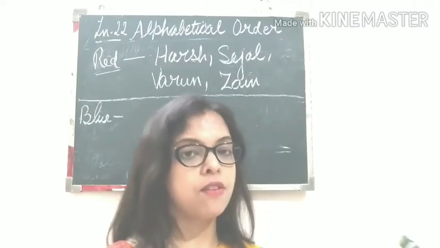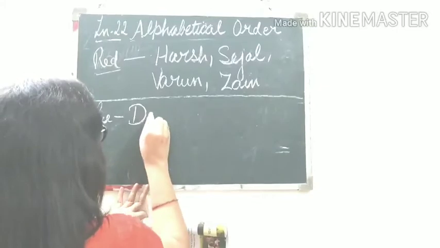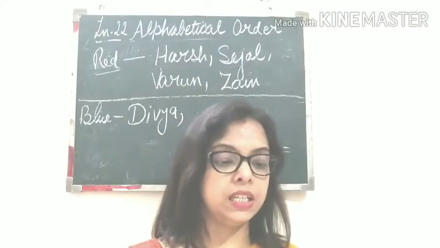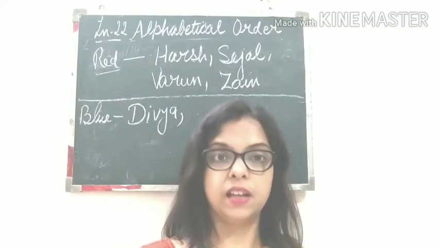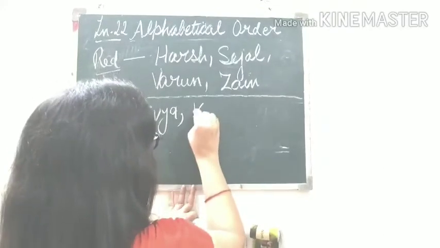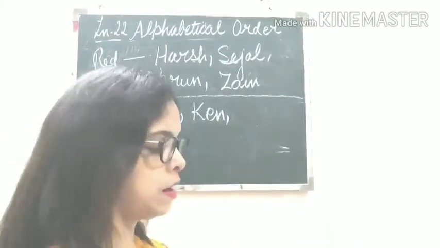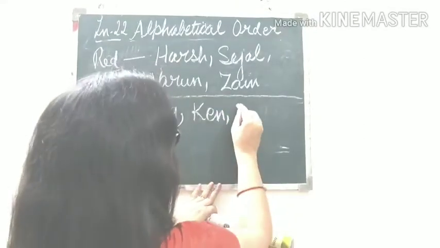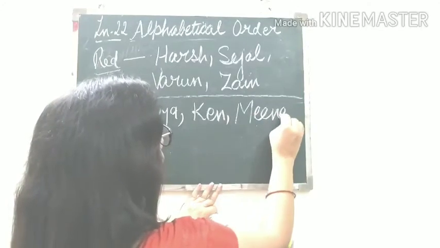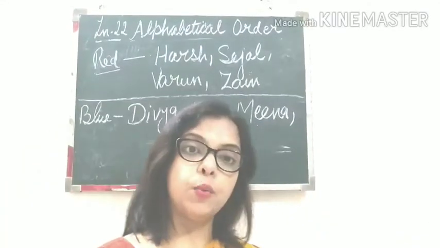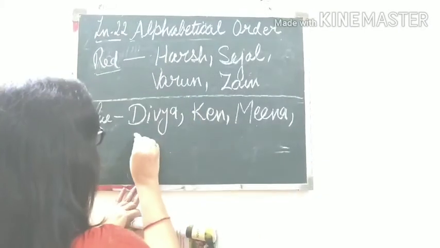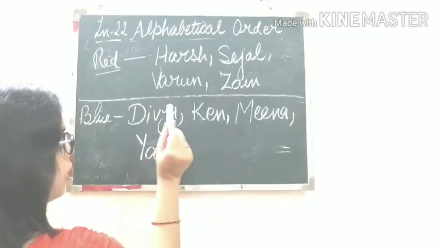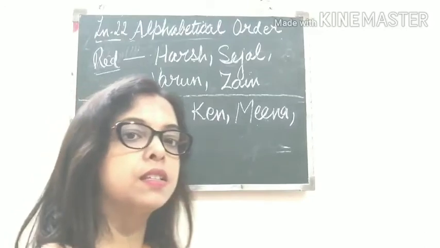Now in all these four names, which alphabet comes first? D, right? So Divya will be the first word. What will be the second word? A, B, C, D, E, F, G, H, I, J, K. K is coming. So the next word will be Ken. And after K, M will come. So Meena. And after M, Y will come. So the fourth one will be Yash. So according to alphabetical order, Divya, Ken, Meena, Yash. This is the alphabetical order.